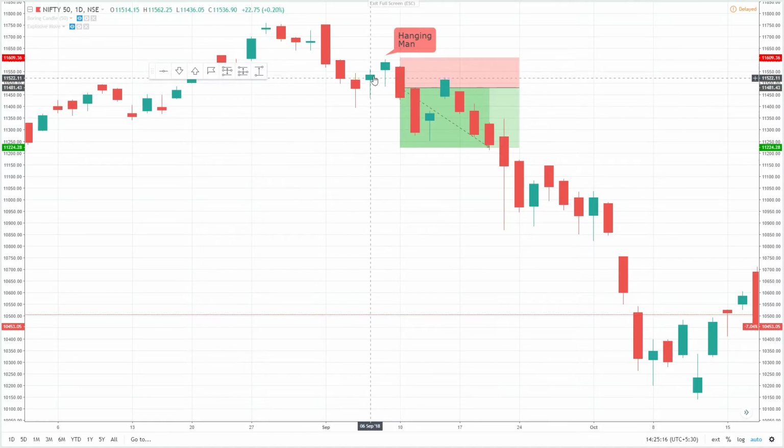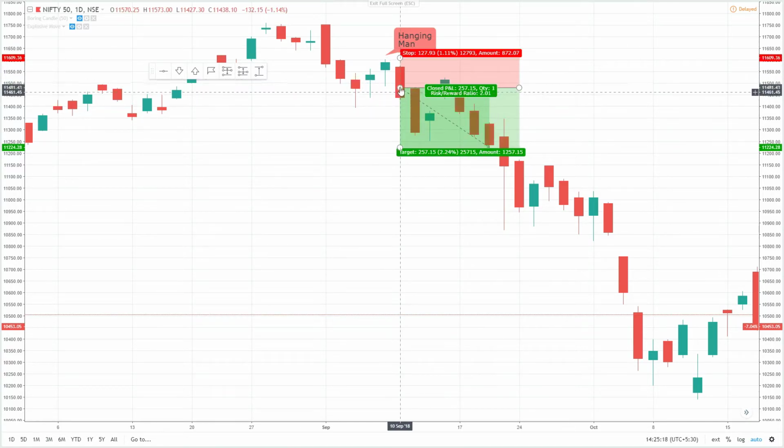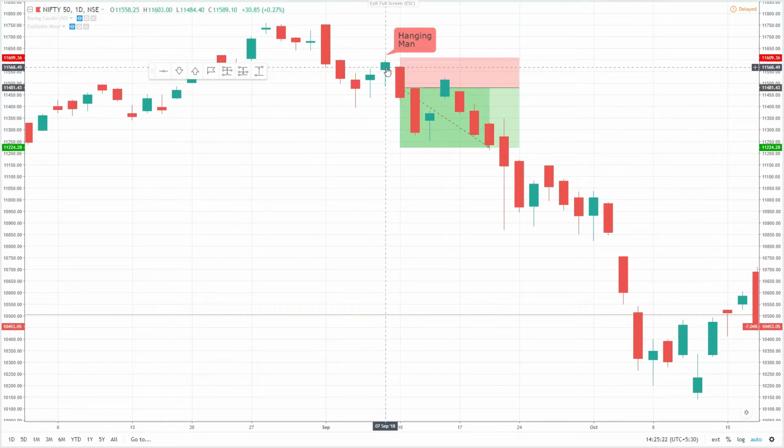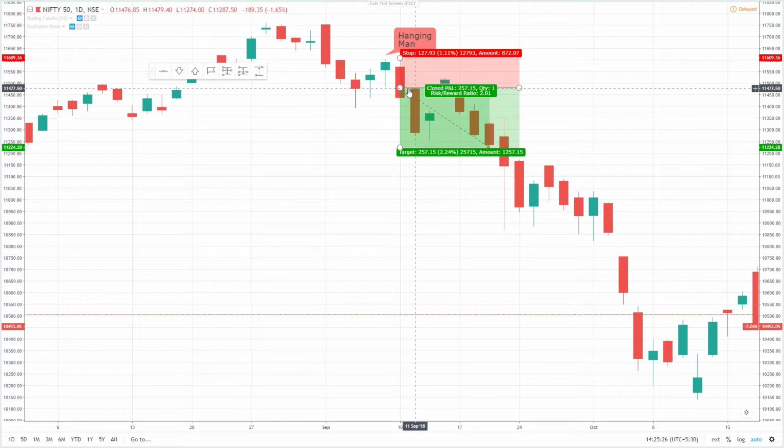Right. So what I have done is I have shorted the position below the low of the hanging man, and kept a stop loss above the high of the hanging man, and we have maintained a risk to reward ratio of at least 2:1. So here, as you can see, it is mentioned, right?